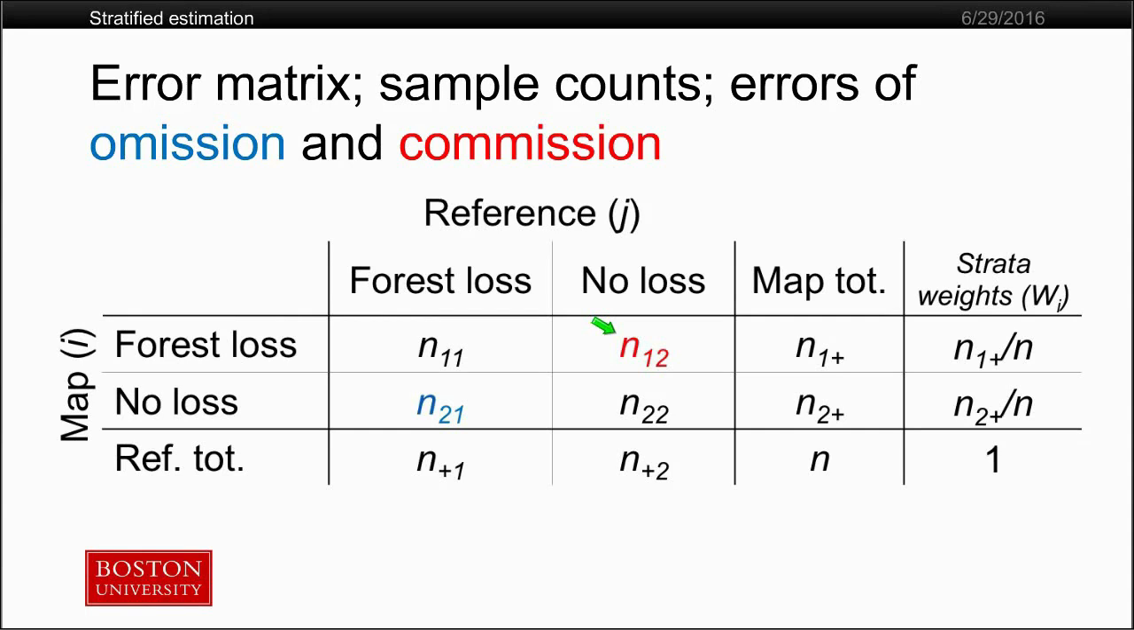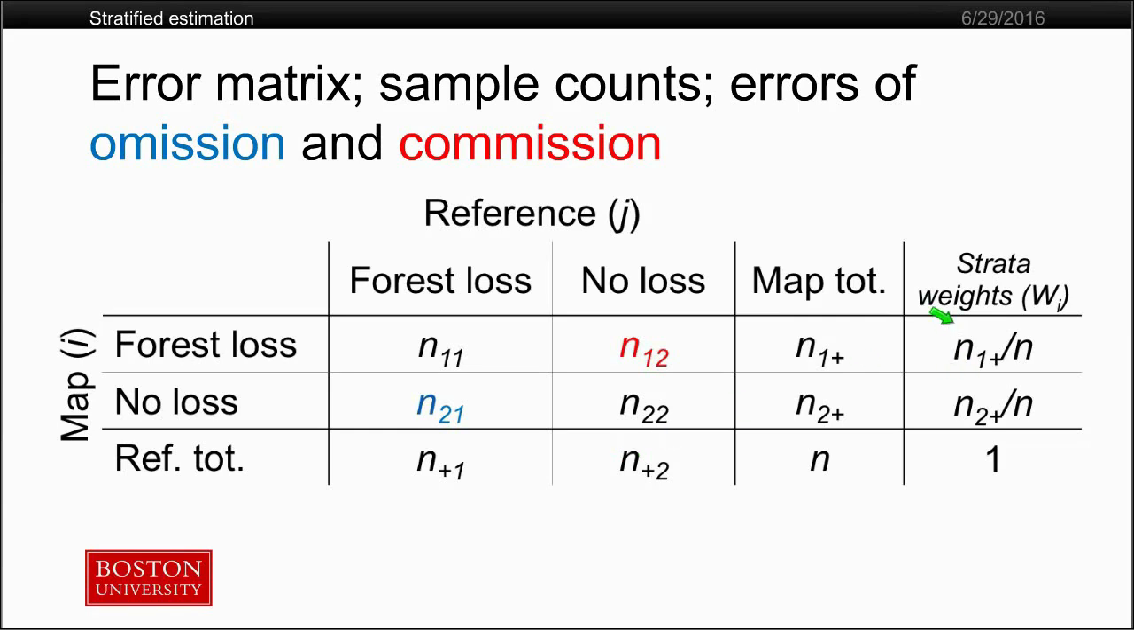So these are pixels that will show up as deforestation, as red, for example, in our map, but in reality, they're not deforestation at all. Right? Errors of commission. So we then have the total number of sample units in these two map classes, and here we have the total number of sample units in the reference classes, right? So these numbers will be different if we have errors in our map, which we typically do.